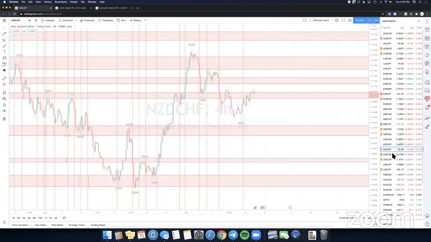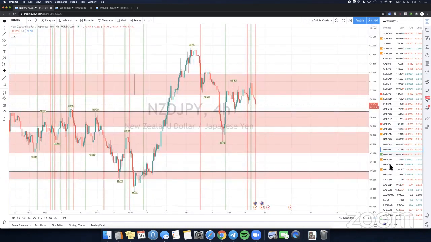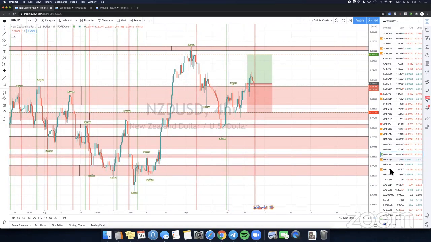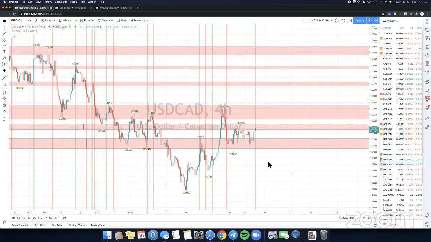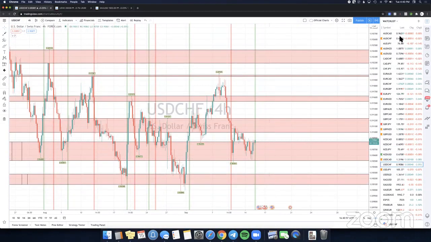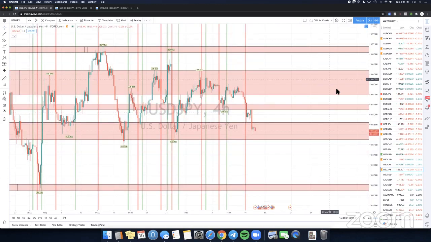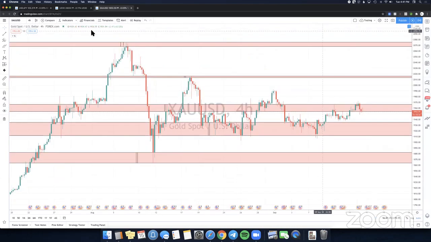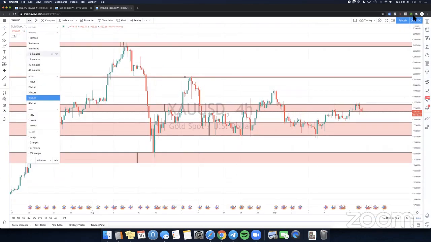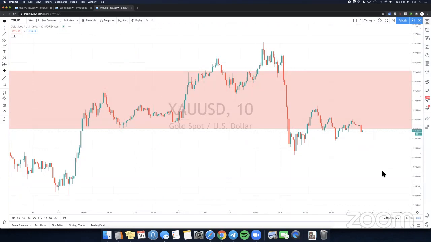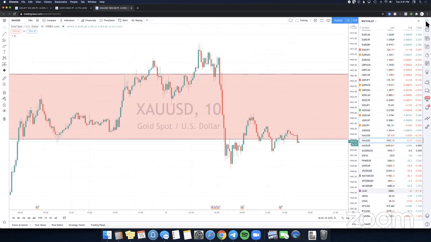NZDCHF, NZDJPY, NZDUSD, USDCAD. Just want to make sure there's nothing here worth taking right now. And it doesn't look like it. It's about to be 5 o'clock, so we still have an hour until the next candle close. So I'll come back to that later. But right now, we'll go and look at US 30, since that's what most people are here for.